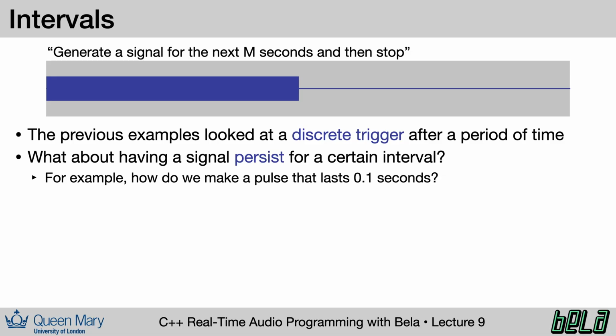What we've looked at so far is how to generate discrete events at regular intervals in time. A related question is how to generate a signal that persists over a certain interval and then stops. For example, to make a pulse that lasts for 1/10 of a second. How do we do this?